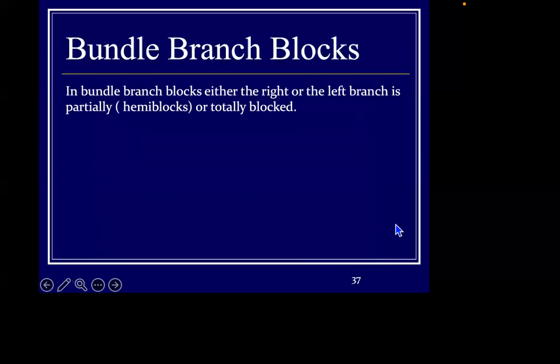So we will jump to assess the bundle branch block. In bundle branch block, either the right or the left branch is partially or totally blocked. So bundle branch block is a very important finding in the abnormality of the QRS complex. You will find this abnormality very frequently in the ER, on a daily basis. If you treat patients in clinics or in hospitals or in the ER, you have to be very familiar with bundle branch block because you will see it on a daily basis.